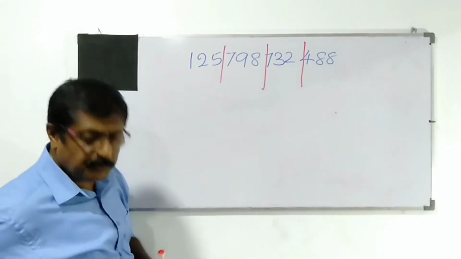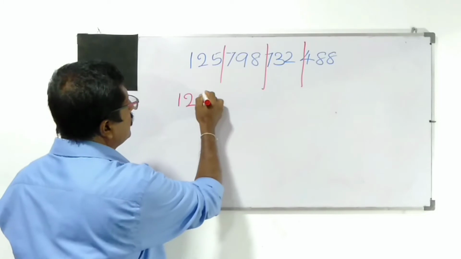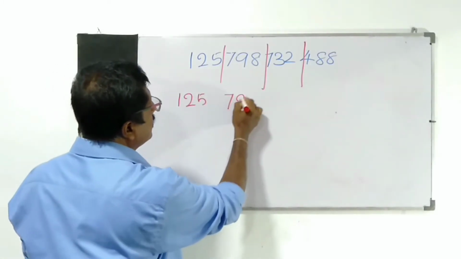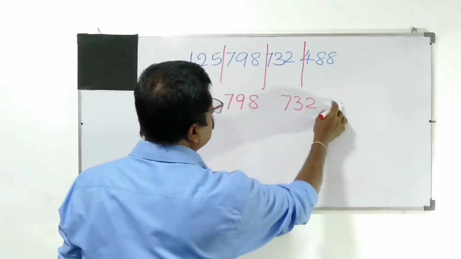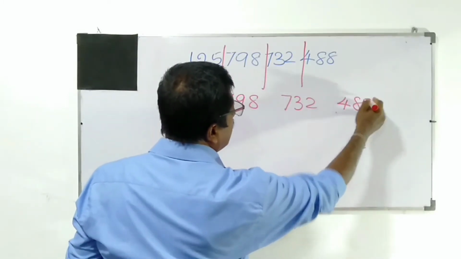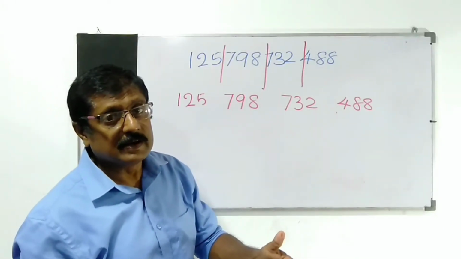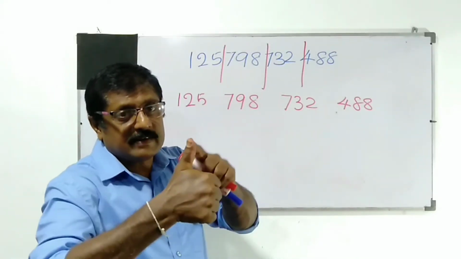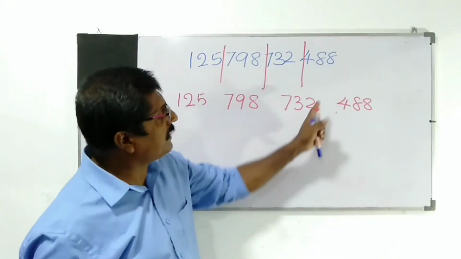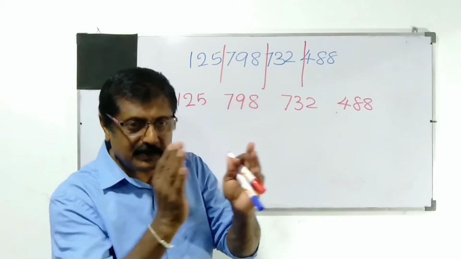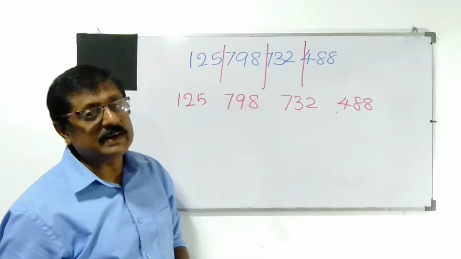Then we have to keep a small space like this. 125 space 798 space 732 space 488. Like this we keep a small space. Now what is the size of this space? It is not the size of the thumb or anything else. It is the space you need for writing one digit. You have to keep that space between the zones. We call these zones periods also.